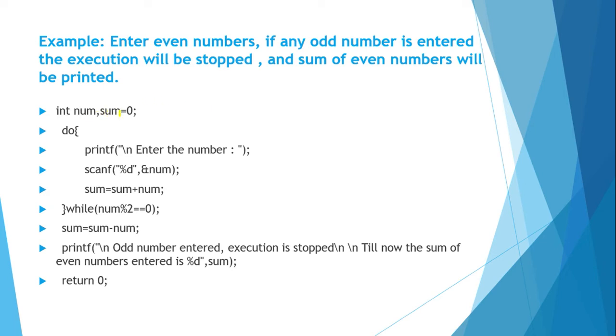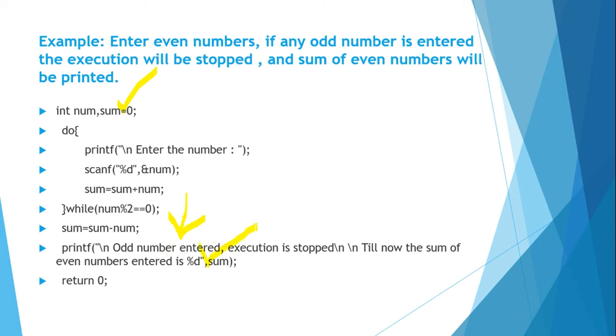Int num, sum is initialized as 0. Do: enter the number. The number is entered, it may be even or odd, then it is added to the sum variable and then it is checked whether the number is even or odd. If it is odd, then go out of the loop, and after going out of the loop, as sum is holding the even numbers and the odd number, we will subtract the odd number and after that the sum is printed.